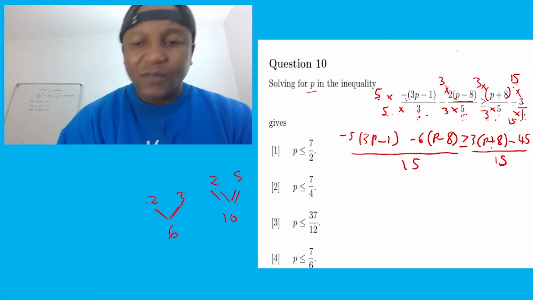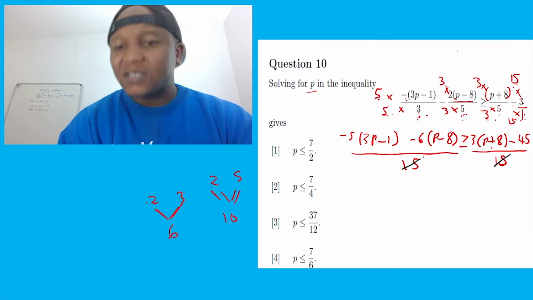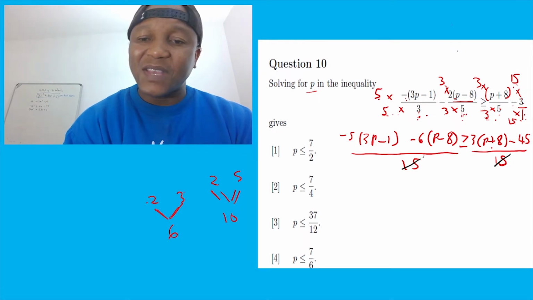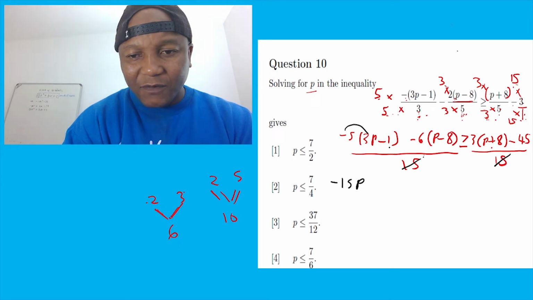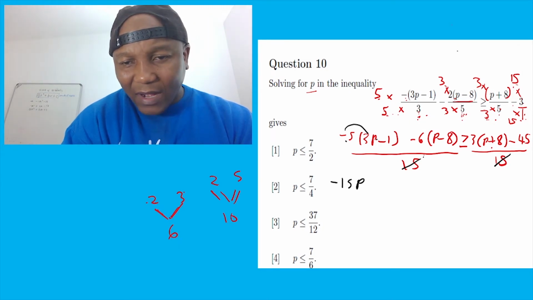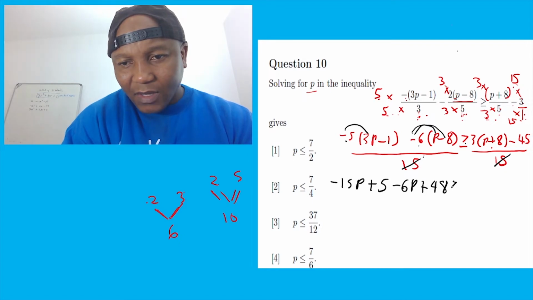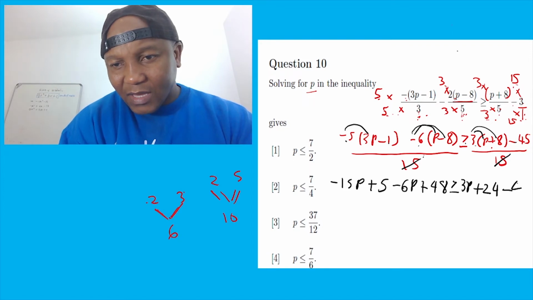So what you're going to do, cancel this too. This and this cancel because they are the same thing. That's the reason why you make them the same. Let's multiply: negative 5 times 3, negative what? 15p. Negative 5 times negative 1 equals positive 5. Now this and this is going to be minus 6p, minus times that one plus 48, greater or equal. Now we come here, 3 times p equals 3p. 3 times this is going to be 24, and this is going to be minus 45.